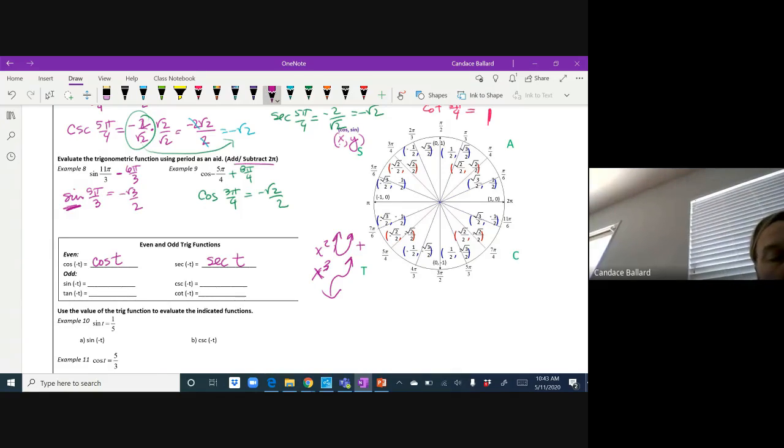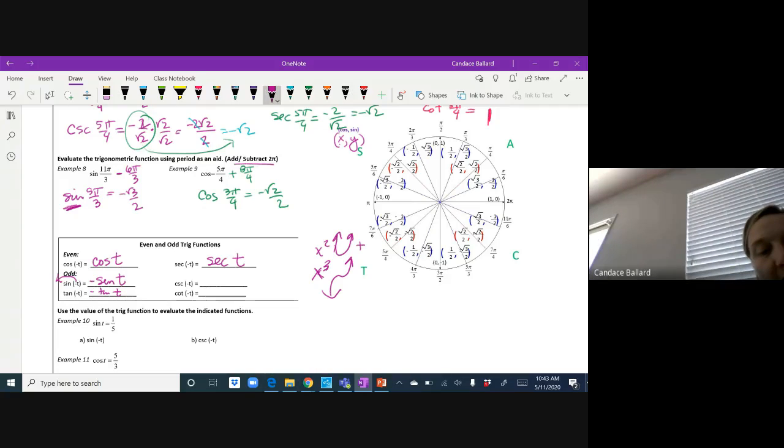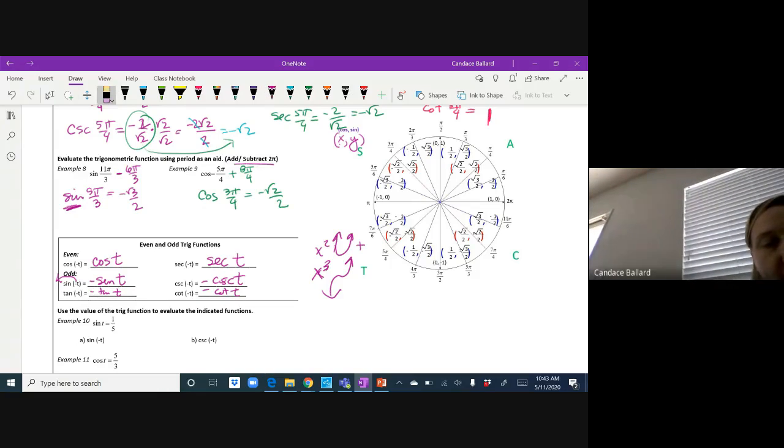And the way you want to think about these is this negative sign. The way I think about it is it kind of floats out in front. So it'll be negative sine of t, negative tangent of t, negative cosecant of t, and negative cotangent of t. And I know my cosecant looks terrible.